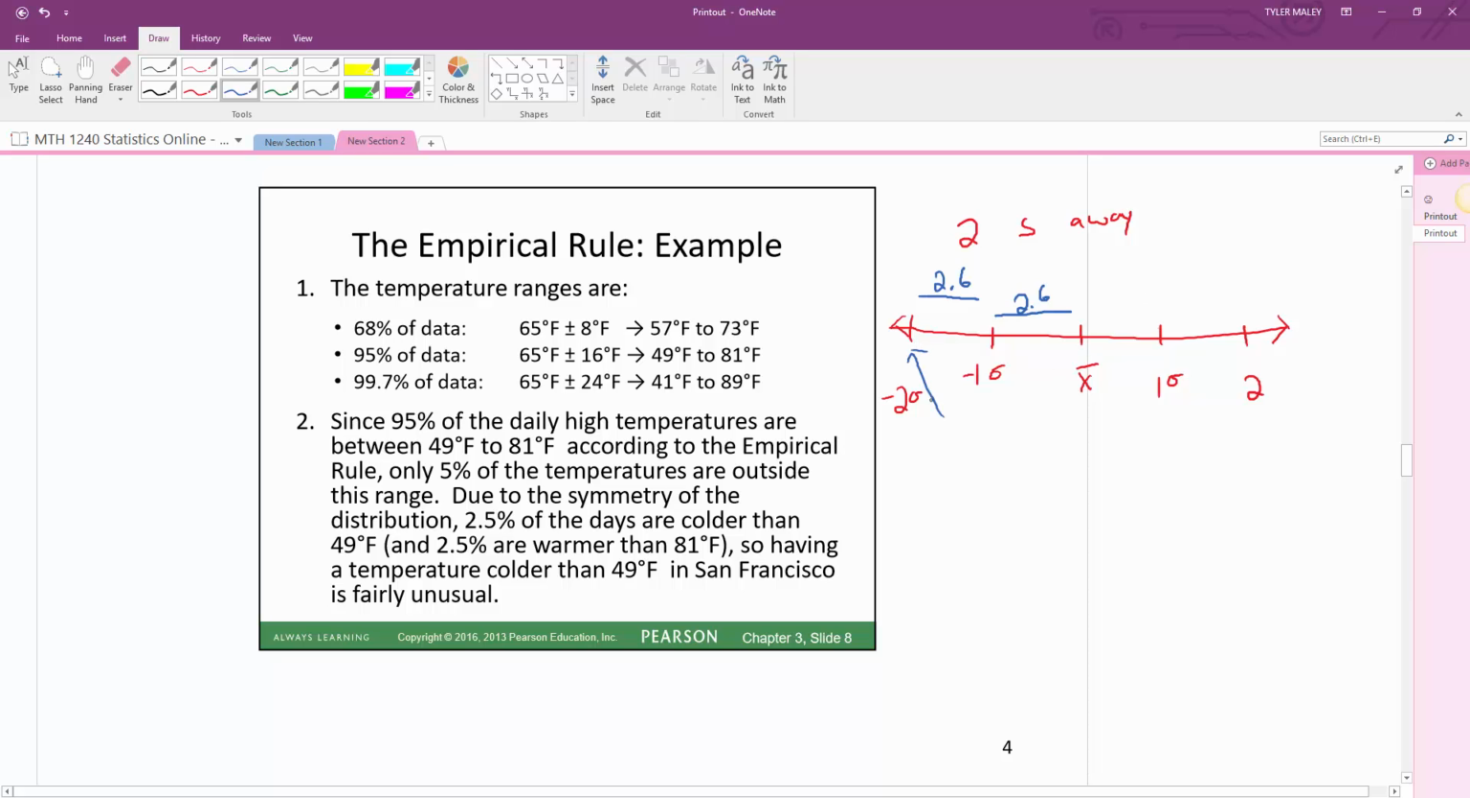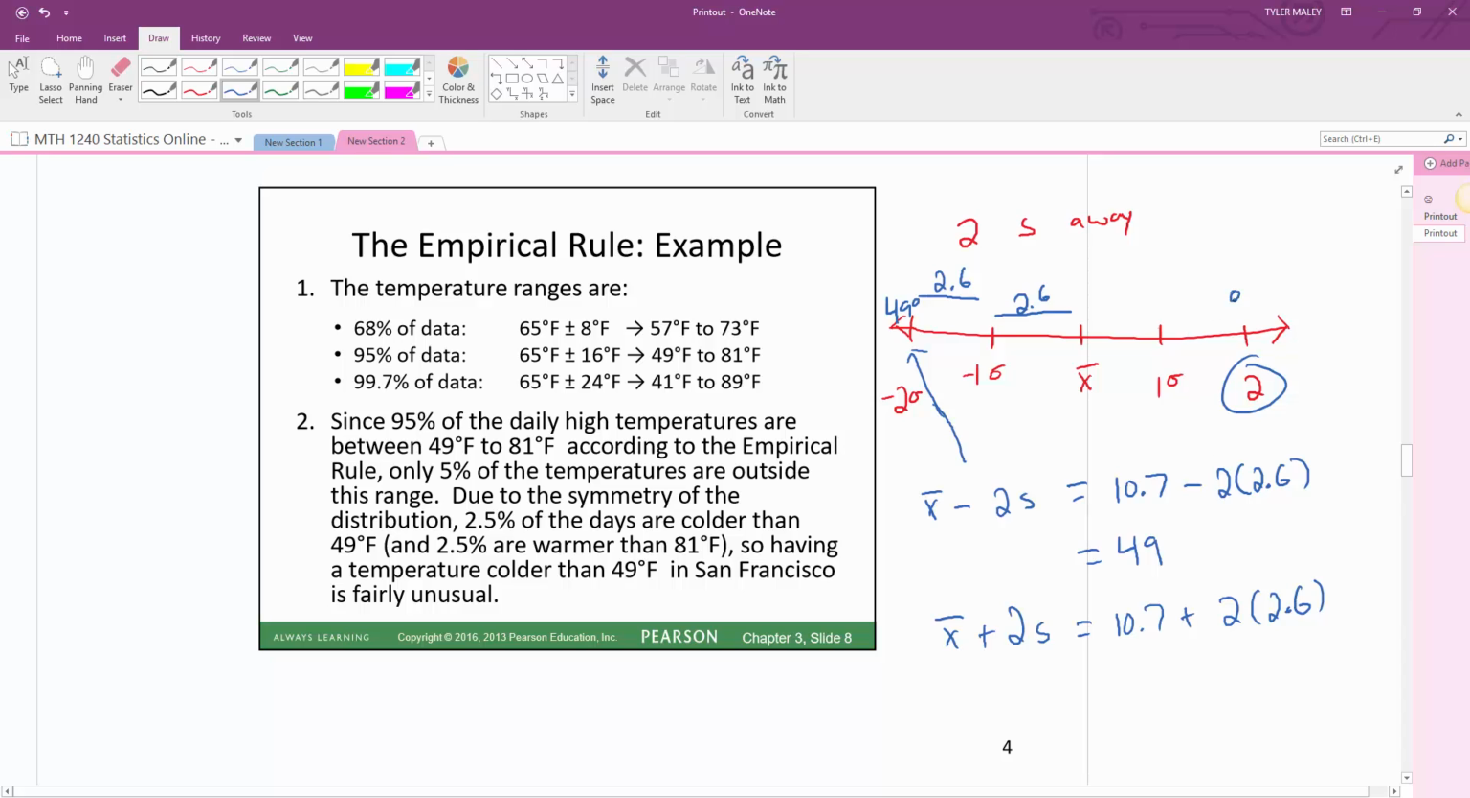To find this leftmost value, what I need to do is take my mean, subtract away 2 standard deviations. So my mean was 10.7, and my standard deviation is 2.6. If we simplify this, that's where we get 49, so this is 49 degrees. Then to get this rightmost value, we would take my mean plus 2 standard deviations, so this would be 10.7 plus 2 times 2.6. That's where this 81 is coming from, because we went 2.6 this way, 2.6 again this way, and right here in the mean, this is 10.7.